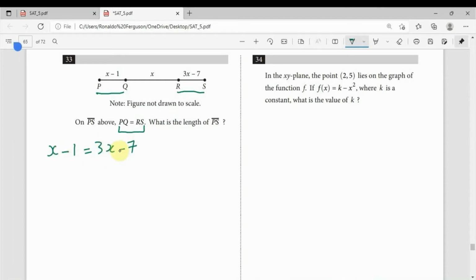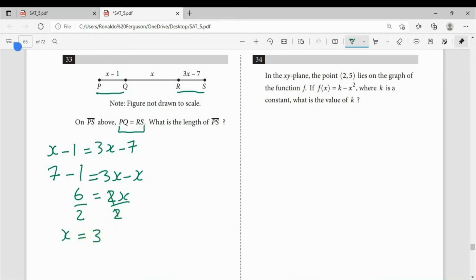If you solve that equation for x, we bring the numbers to one side, 7 minus 1, and the x to the other side, 3x minus x. 3x minus x is 2x, and 7 minus 1 is 6. Then we divide both sides by 2, which gives us x equals 3.